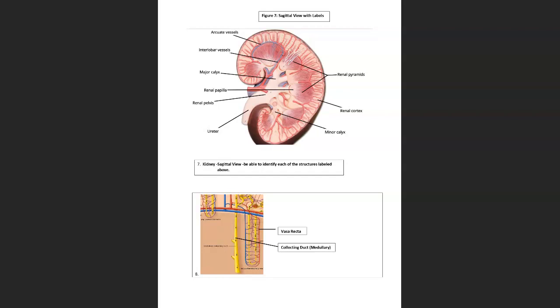So you can see the vasa recta, the collecting duct, and then the cortical nephron will be on the left. This is actually labeled juxtamedullary down here at the bottom, and this would be a cortical nephron. I didn't realize they'd already labeled this. So this is a juxtamedullary nephron.